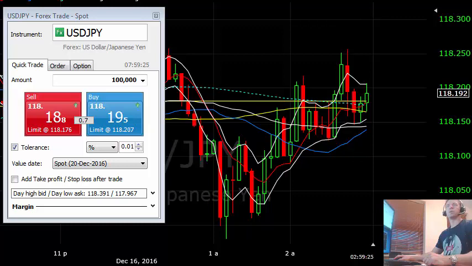So effectively my stop's at 118.27. And like I said, it could be over very quickly when you're trading with a stop like this, but the risk reward's good, so we'll see if it can work out.